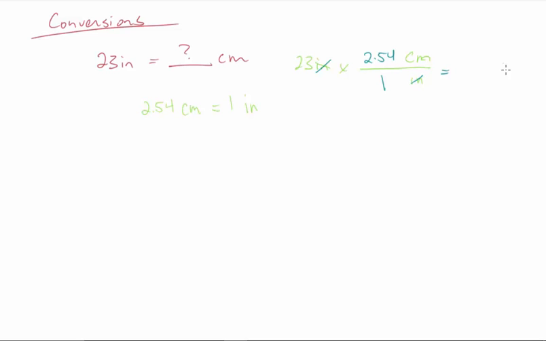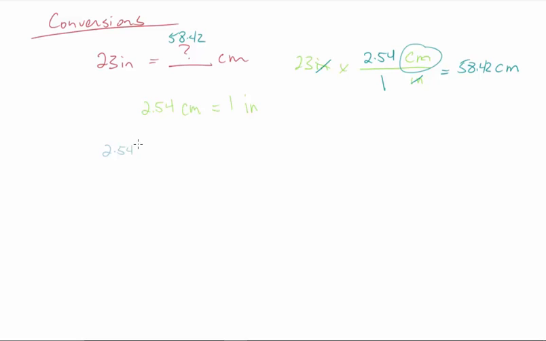They simplify. My units left are centimeters, right, here on top. And then I'm going to do 23 times 2.54, which is actually 58.42. And so 23 inches is actually equal to 58.42 centimeters. All right? I'm going to do some more here with you, okay? So keep following along. The more you do this, the more sense it will make.